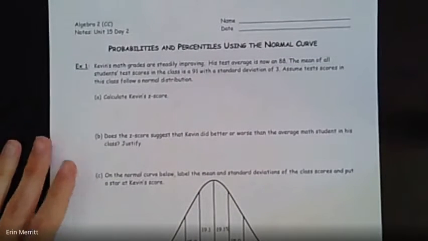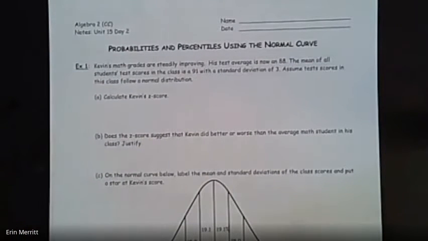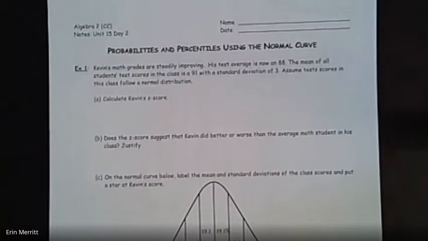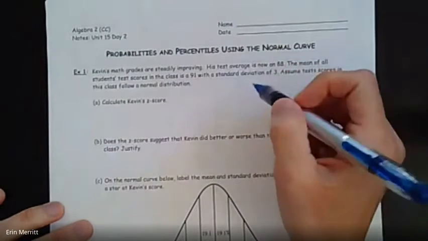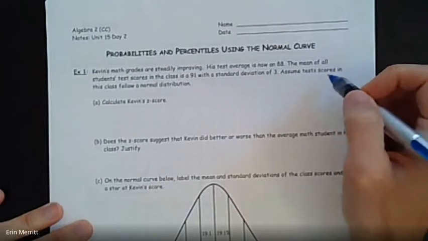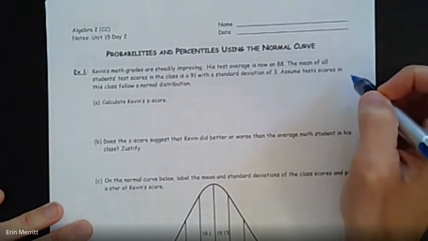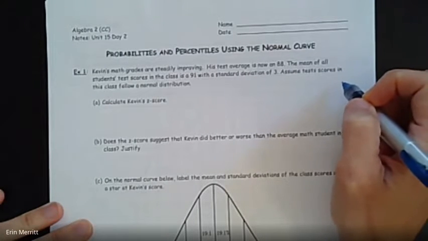Hey, it's day 2, unit 15. We're talking about probability and percentiles using a normal curve. It's saying Kevin's math grades are steadily improving. His test average is now an 88. Yay, Kevin. The mean of all students' test scores in the class is 91, standard deviation of 3. It says assume test scores in the class follow a normal distribution.